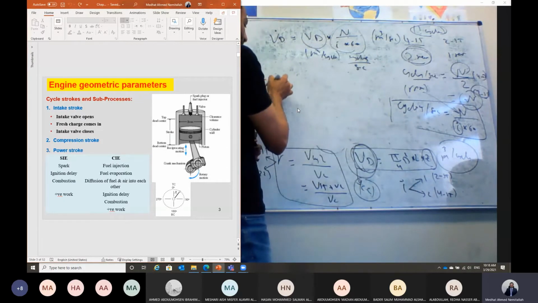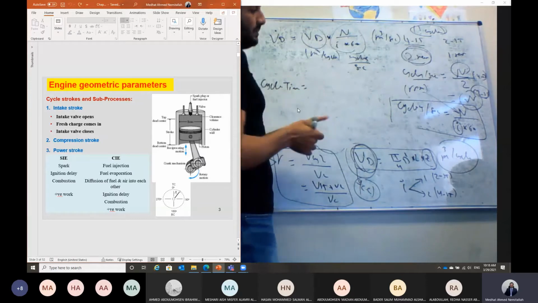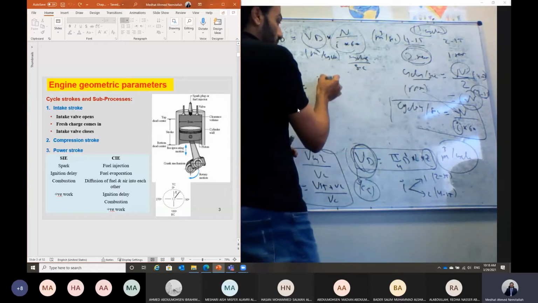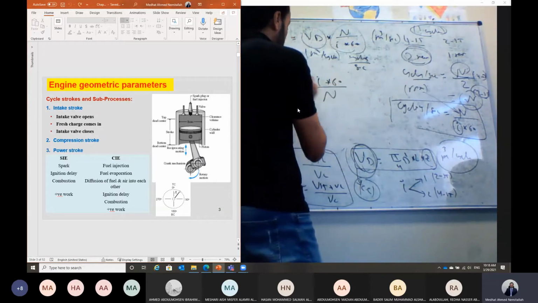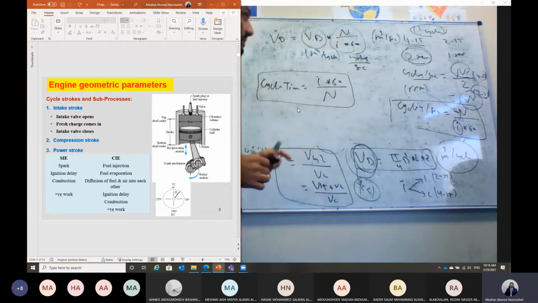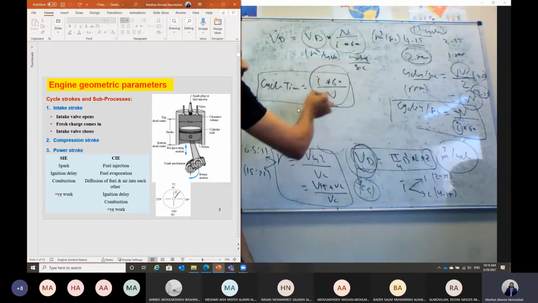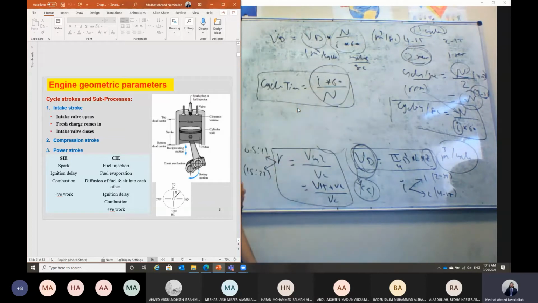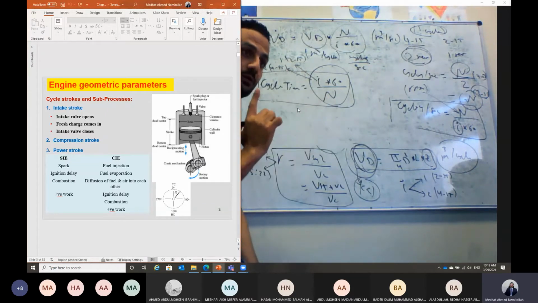So the cycle time should equal the reverse of it, equal to I multiplied by 60 divided by N. This is the cycle time, the time that the engine consumes in order to complete one cycle. It will equal I multiplied by 60 divided by N, and this parameter I is equal to 1 in the case of 2-stroke, and equal to 2 in the case of a 4-stroke engine. And this is the time that the engine consumes to complete only one cycle.